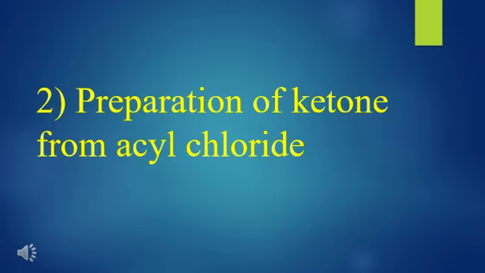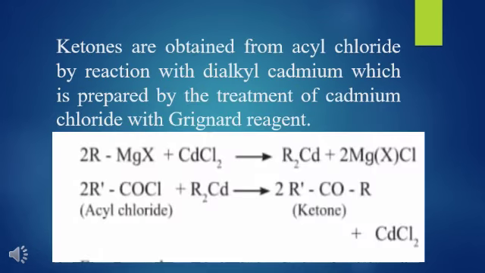Preparation of ketone from acyl chloride. Ketones are obtained from acyl chloride by reaction with dialkyl cadmium, which is prepared by the treatment of cadmium chloride with Grignard reagent. All of you know what is Grignard reagent.